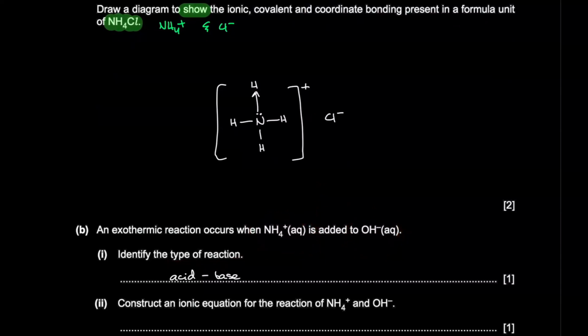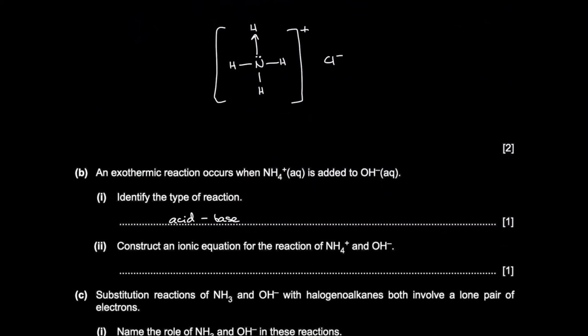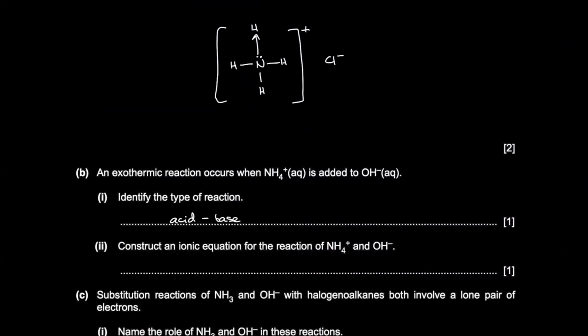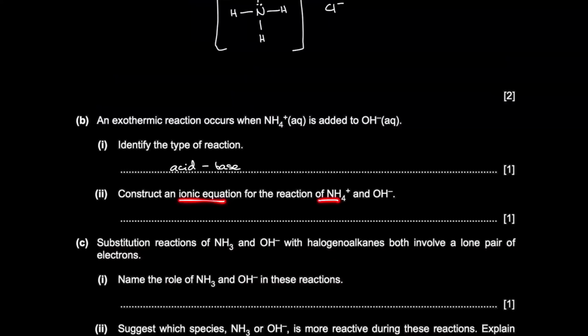We don't normally say neutralization, because whenever we say neutralization, we're talking about this reaction. Although technically this is accurate as well, because ammonium does give H plus ions in solution which react with the hydroxide, we'll just go with acid-base and then construct an ionic equation. If you're unsure, you can just write both. So construct an ionic equation for the reaction of ammonium and hydroxide.